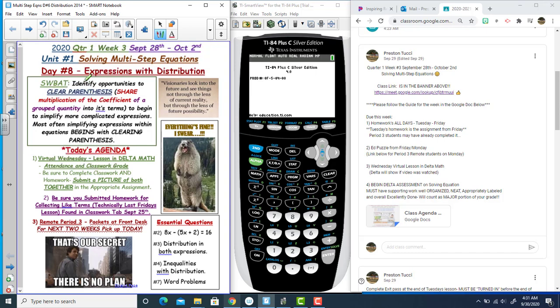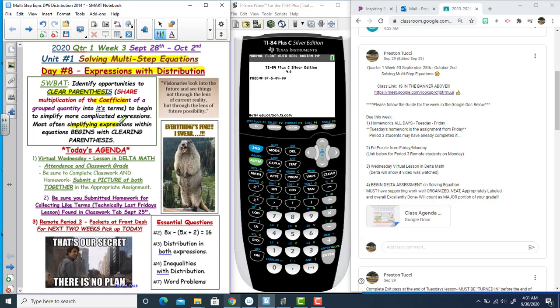We are in solving multi-step equations, day number 8, and we're going to begin solving equations that have expressions with distribution, or where we may choose to use the process of distribution to help simplify the expressions within the equation. By the end of the lesson, students should be able to identify opportunities where they can clear parentheses, and that's going to be the process of sharing multiplication of a coefficient of a grouped quantity into its terms. And we're going to do that to begin to simplify more complicated expressions.